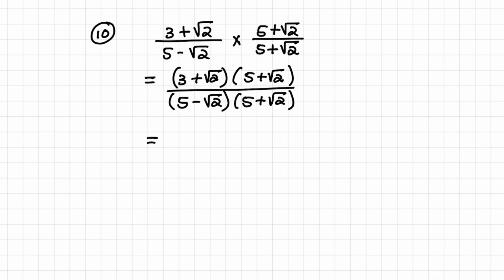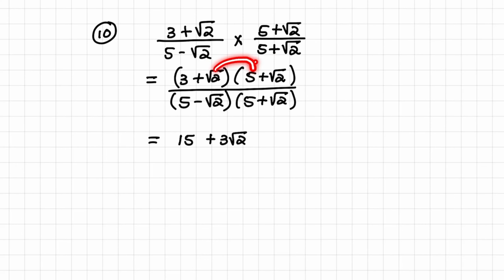And if I multiply it in the numerator, I have 3 times 5, which is 15. 3 times the square root of 2, which is plus 3 square root of 2. The square root of 2 times 5, which is plus 5 square root of 2. And then the square root of 2 times the square root of 2, which is simply plus 2.